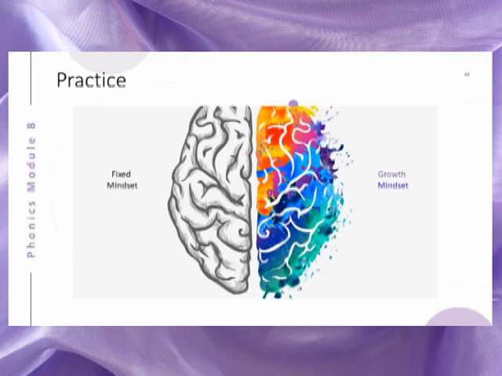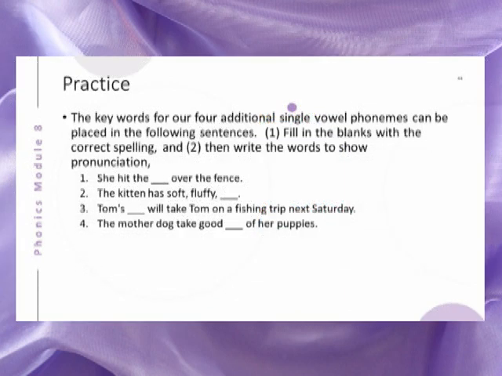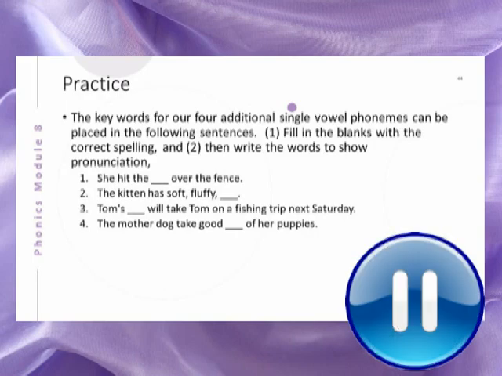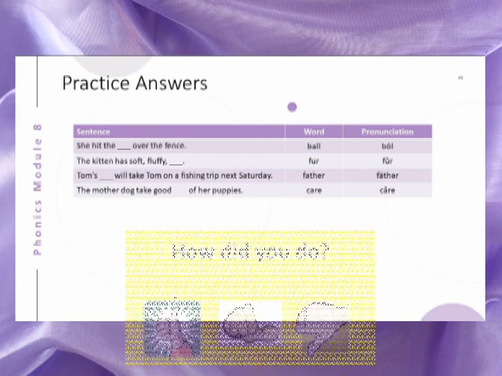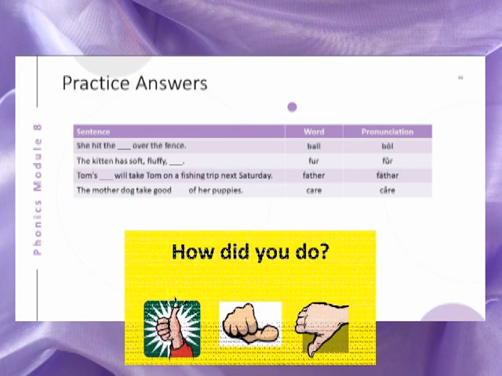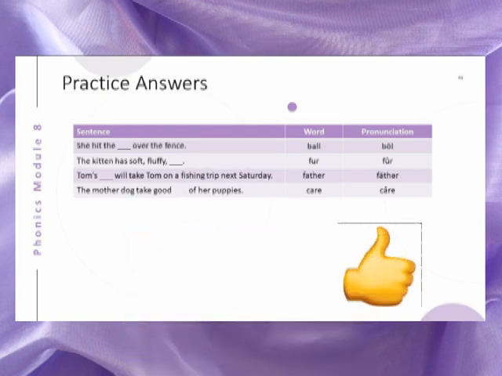Let's use your growth mindset and put it all together to practice with some single vowel phonemes so that you can learn and improve through your effort. The key words for our 4 additional single vowel phonemes can be placed in the following sentences. First, fill in the blanks with the correct spelling, and then write the words to show pronunciation. Here are the answers. How did you do? Did you answer them all correctly without looking back?